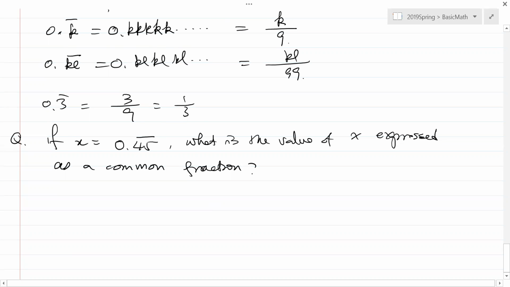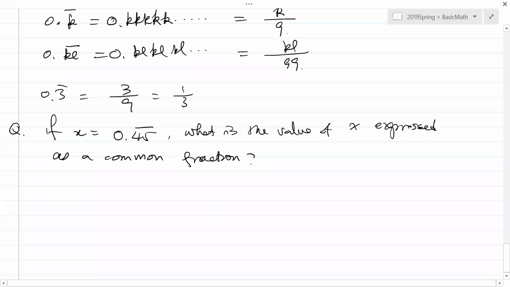Right, so 11 over 5, 5 over 11, yes. So x is going to be 45 over 99, but you have to simplify, right? 5 times 9, 11 times 9. So after you simplify, it's 5 over 11.